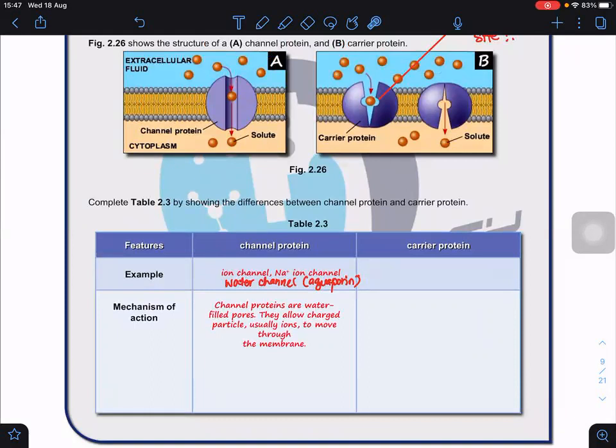Okay. How about carrier protein? For example, we have glucose transporter, GLUT. GLU stands for glucose, T stands for transport. So it's a glucose transporter to transport the glucose.